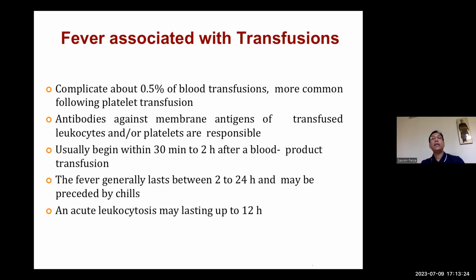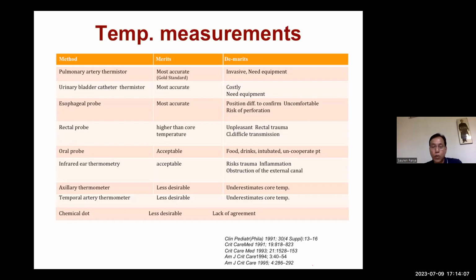And sometimes there is fever associated with transfusion, which complicates about 0.5% of blood transfusions, and it is more common with platelet transfusion. Right now we use packed cell RBC for RBC transfusion, and it is not so common to cause fever, but platelet transfusion is very common to cause fever. Antibodies against the membrane antigen of transfused leukocytes or platelets are usually responsible, usually beginning within 30 minutes to 2 hours after blood product transfusion, but fever generally lasts up to 24 hours. And there may be transient leukocytosis for 12 to 24 hours. So that is about defined here.